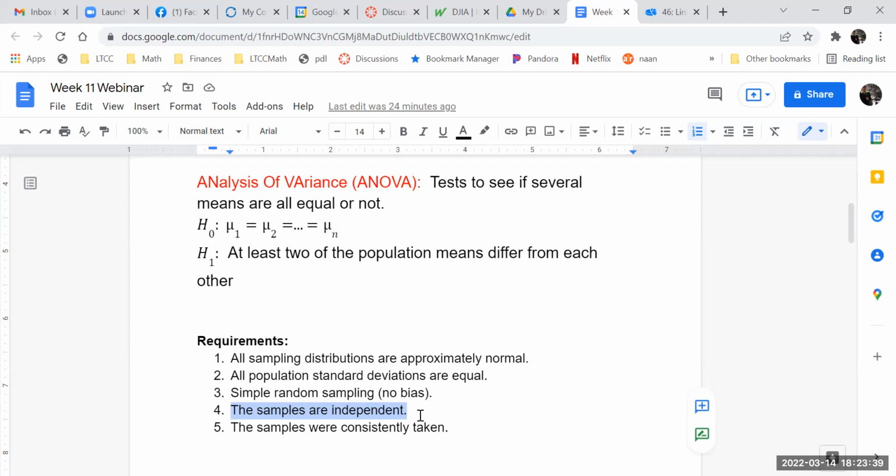Okay, that's not very hard, for example, if you're doing heights of people in states, because you're probably not going to have any dependency between the people you ask in Maryland and the people you ask in North Dakota. They're probably going to be independent. So a lot of times that's easy. You just have to be aware of it. Okay, and then finally, the samples were consistently taken. Do you know what that means? Any thoughts?